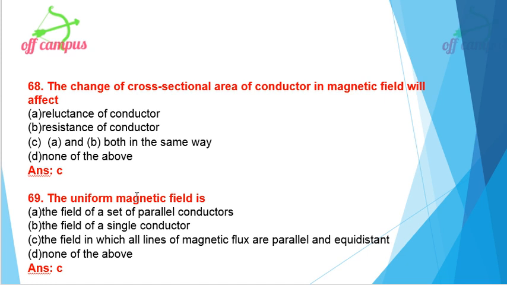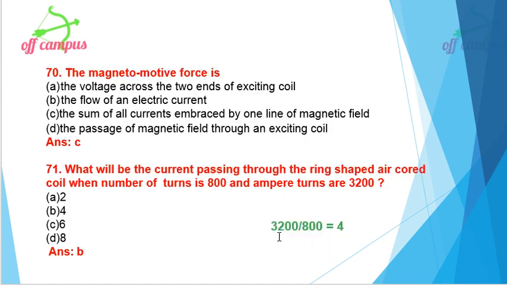Then question number 69. The uniform magnetic field is the field of a set of parallel conductors, the field of a single conductor, the field in which all lines of magnetic flux are parallel and equidistant, or none of the above. So, the uniform magnetic field is option C, the field in which all lines of magnetic flux are parallel and equidistant. Option C is the right option for this question.